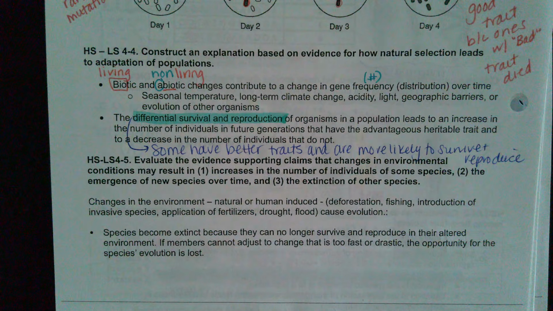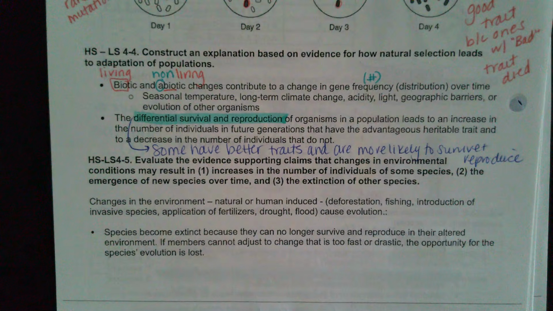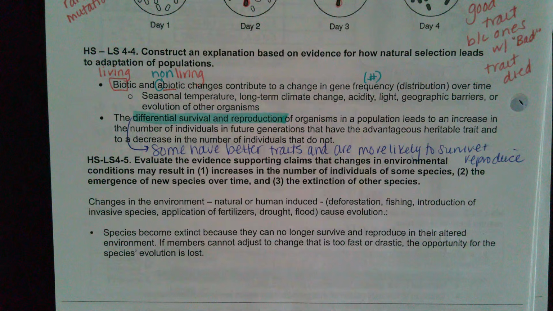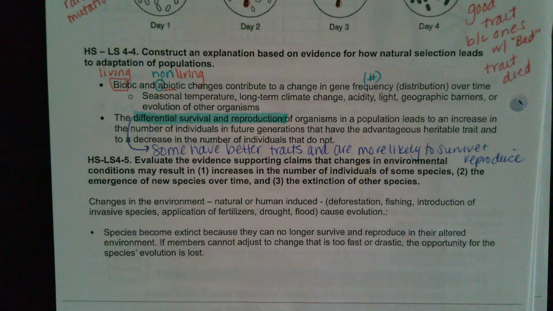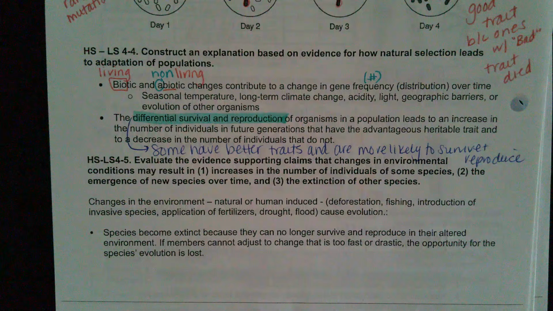Next one says, evaluate the evidence supporting claims that changes in environmental conditions may result in 1, an increase in number of individuals of some species, 2, emergence of new species over time, or 3, the extinction of other species. Changes to the environment, either natural or human-induced, cause evolution. Species become extinct because they can no longer survive and reproduce in their altered environment. If members cannot adjust to change that is too fast or drastic, the opportunity for species evolution is lost.